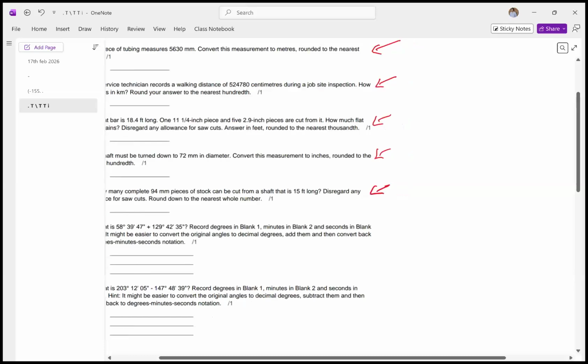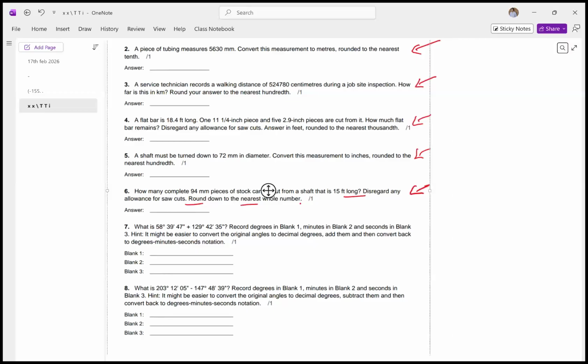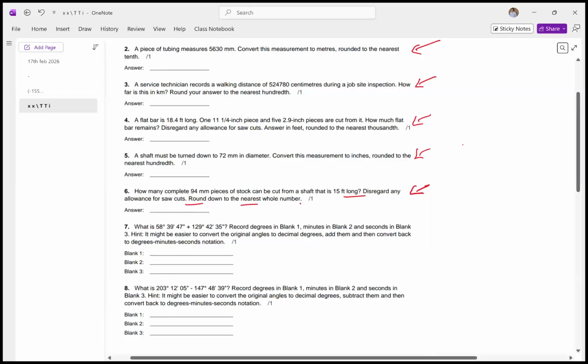How many complete 94 mm pieces of the stock can be cut from a shaft 15 feet long? Disregard any allowance for saw cut. Round your answer to the nearest whole number. We are given that the shaft is 15 feet. One foot is equal to 12 inches; that's one of the relationships we know. I have to convert everything into millimeters to find the correct answer.